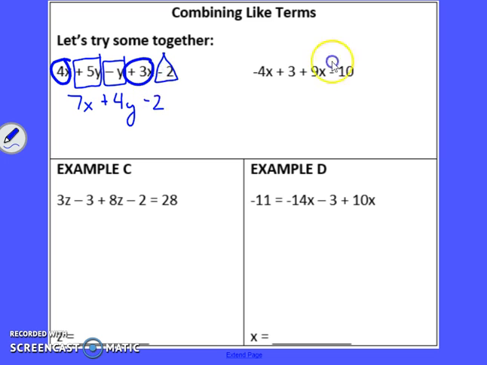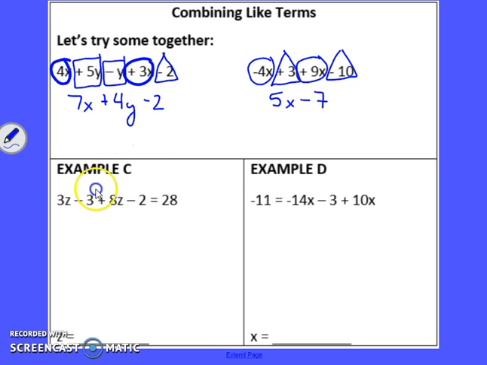All right, so let's try it again. So over here, let's find our x's first. So I have negative 4x, I have positive 9x, and then I have constants. So I have my plus 3, and I have my minus 10. All right, so negative 4 plus 9, that's going to be 5 x's. And then I have 3 minus 10, so I'm going to be negative 7.